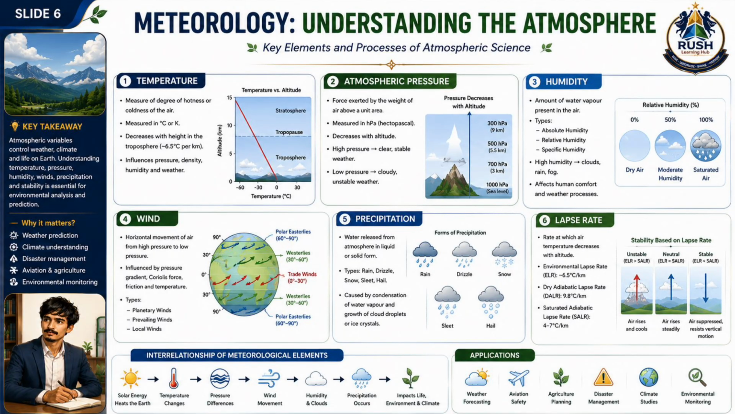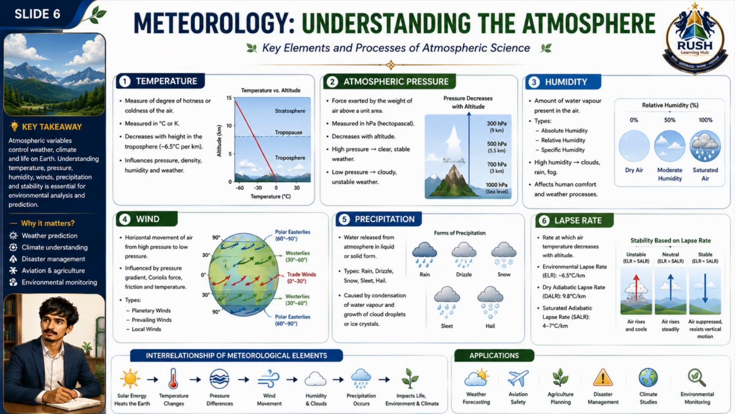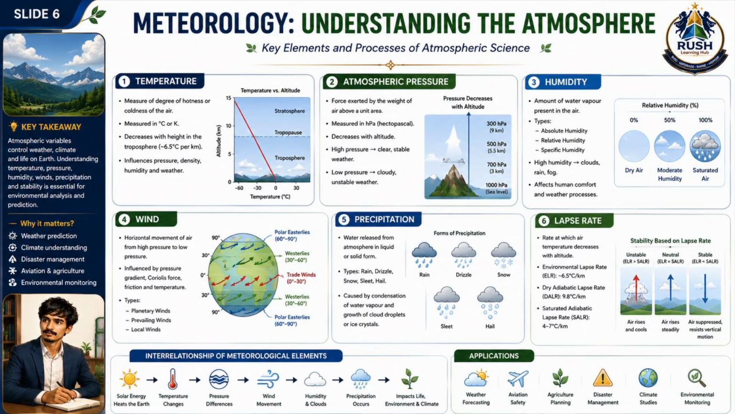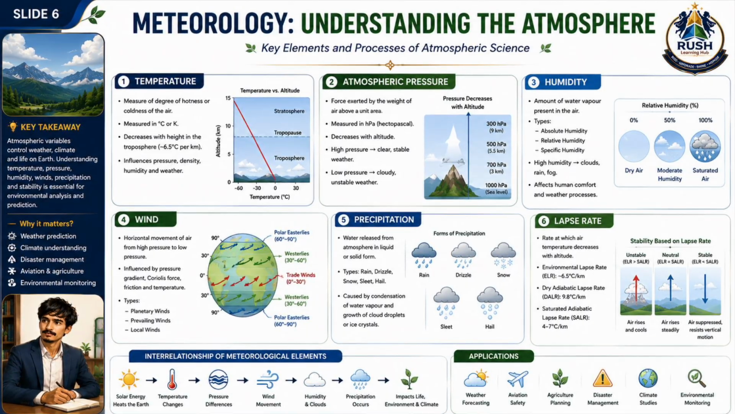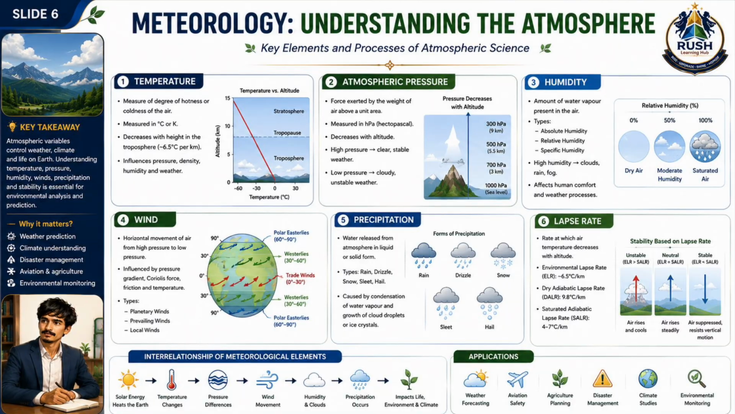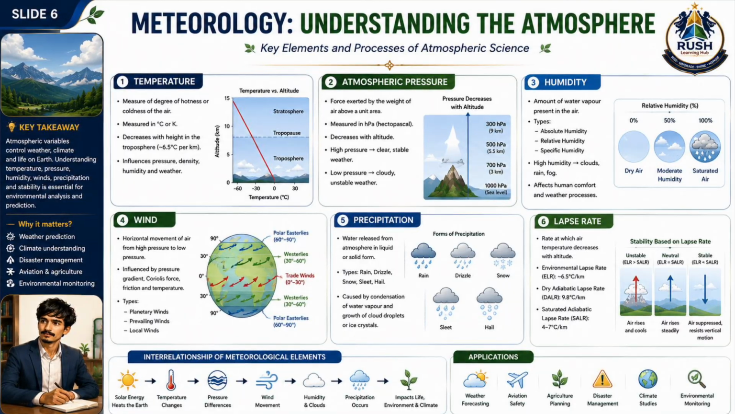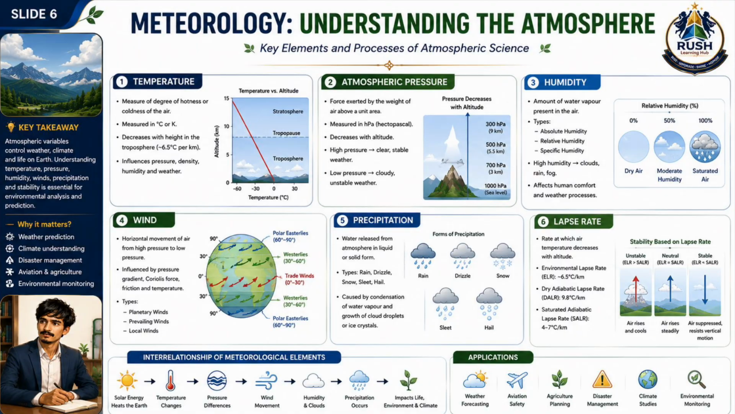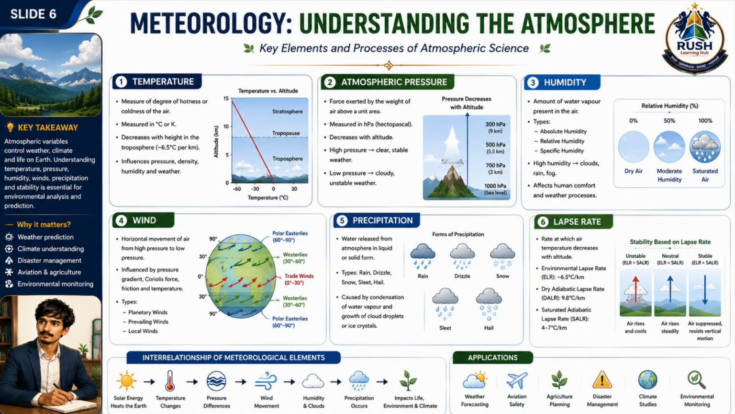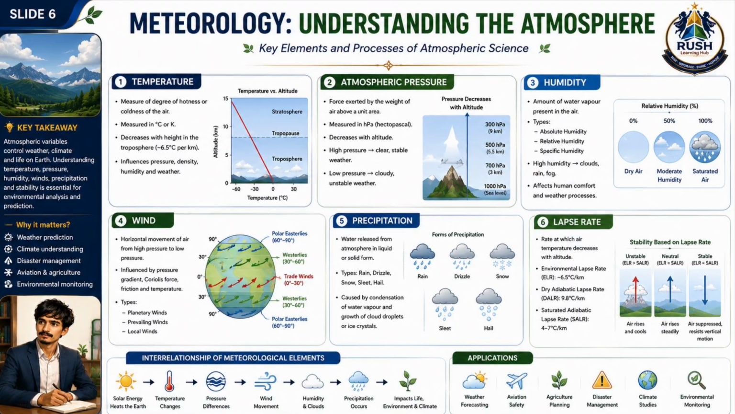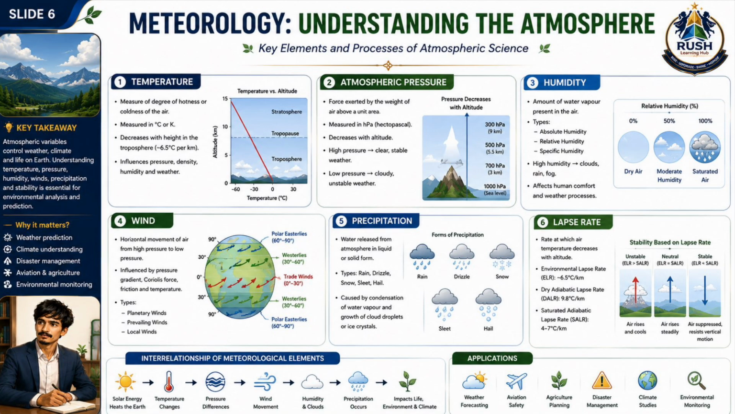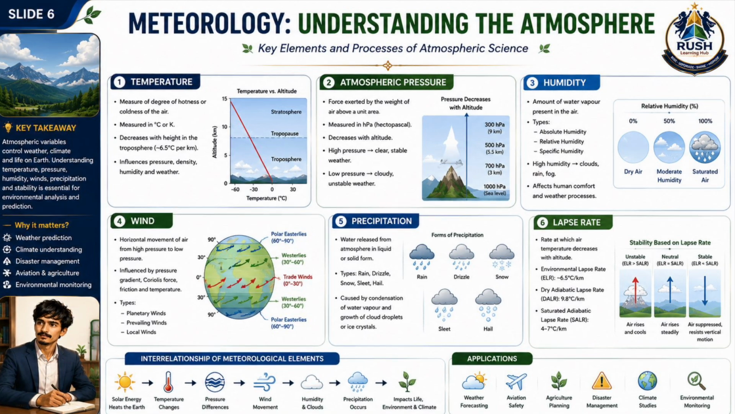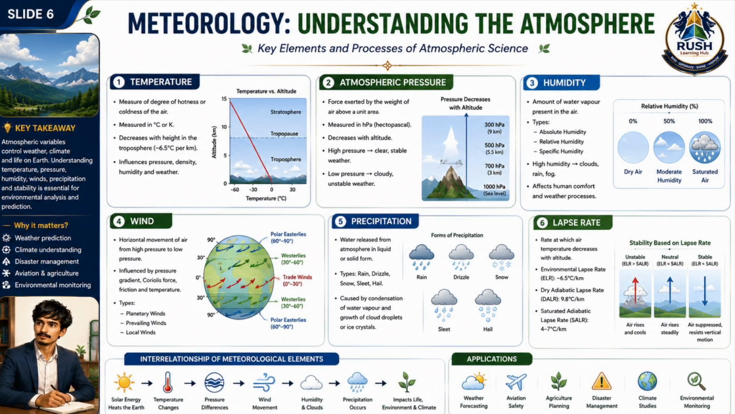Relative humidity is the ratio of the actual water vapor present in the air to the maximum amount of water vapor the air can hold at a particular temperature, expressed as a percentage. When relative humidity approaches 100%, the air becomes saturated, leading to condensation, cloud formation, fog, dew, and precipitation. Now let us discuss wind.